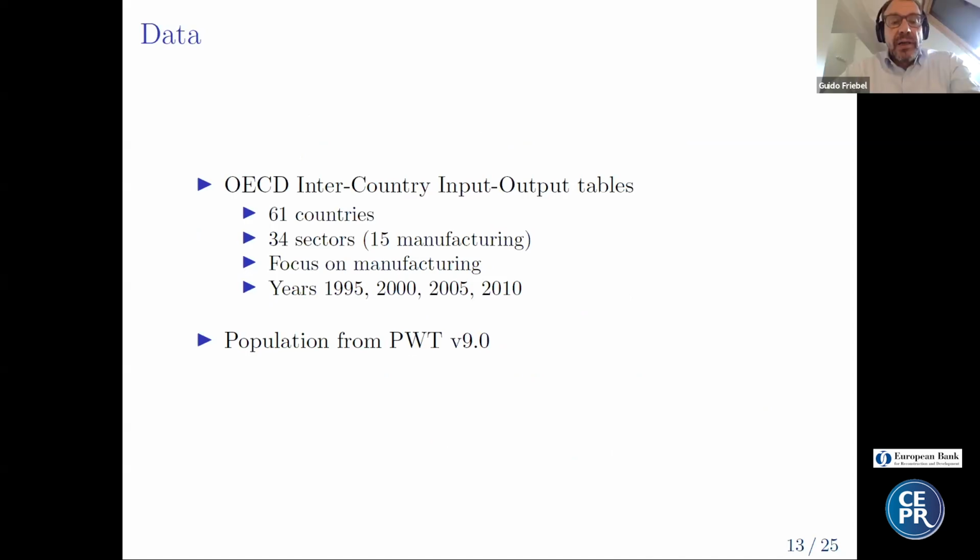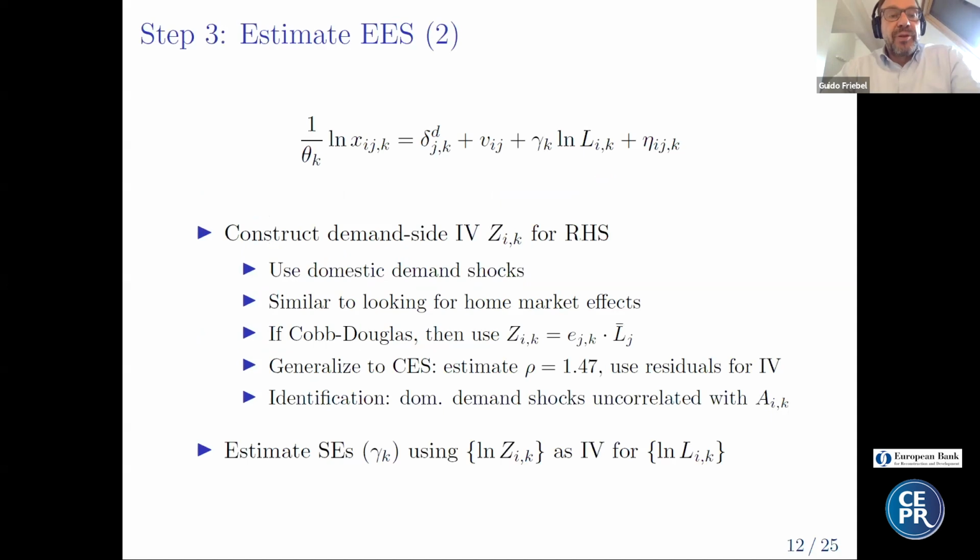Can I just interrupt before you go to the data, because there was one more question about the setting and the assumptions, from Kalina Manova, who asks: what if the composite input factor and its associated cost, labor and wage, vary across sectors?